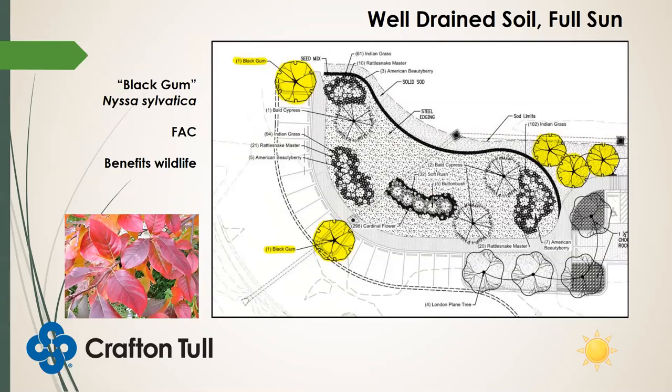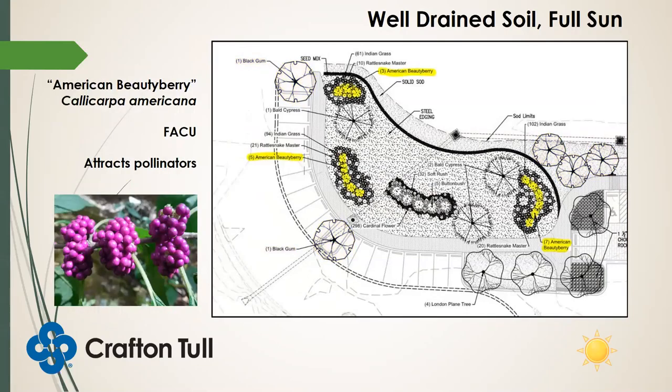American beautyberry, a facultative upland species in the Eastern Mountain and Piedmont region. This is also a great plant to attract pollinators and is also a host plant for several different butterfly species in our area.